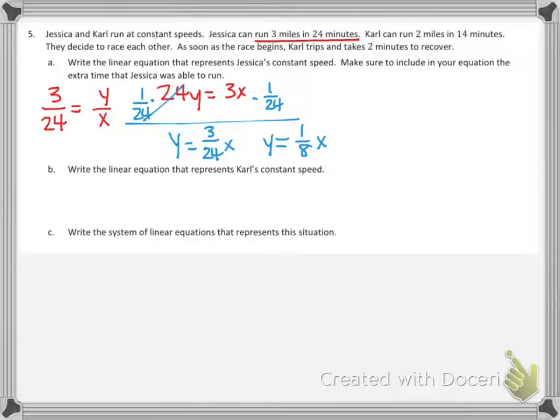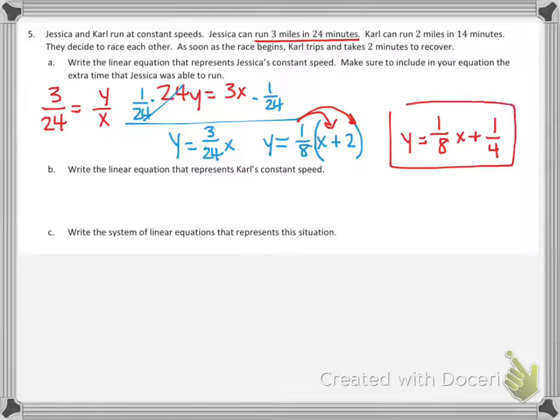Okay? And then we do have to say that she does travel an extra 2 minutes, so I have to account for that. So I have to say not just x, but x plus 2. Now I can distribute and get my actual equation for Jessica. This is going to be y equals 1/8 times x, that's 1/8 x, plus 1/8 times 2, that's 2/8, and 2/8 can be simplified to be 1/4. So there's the equation for Jessica.